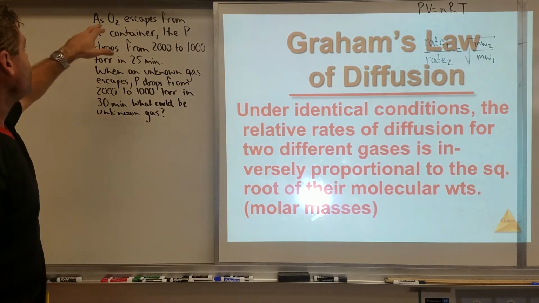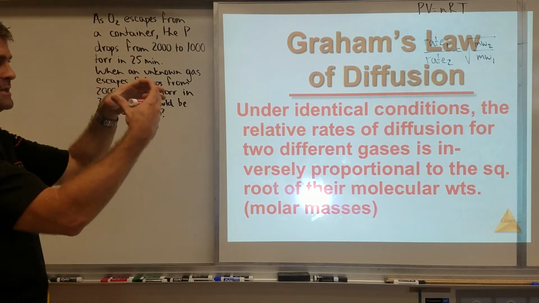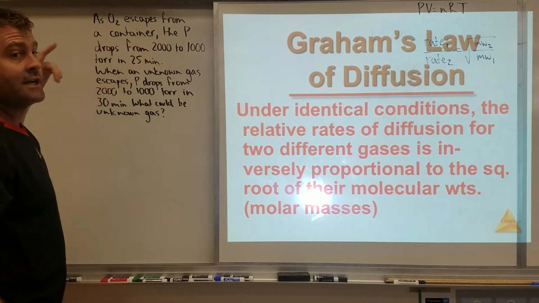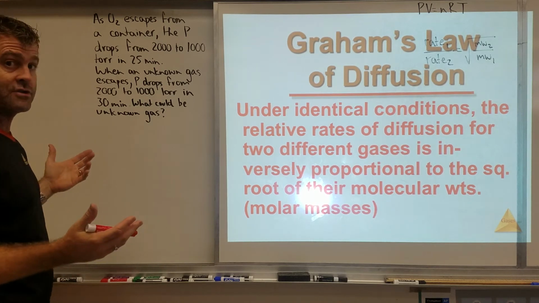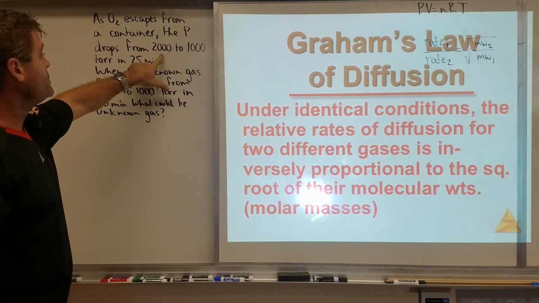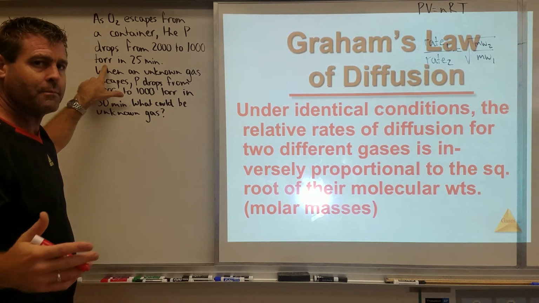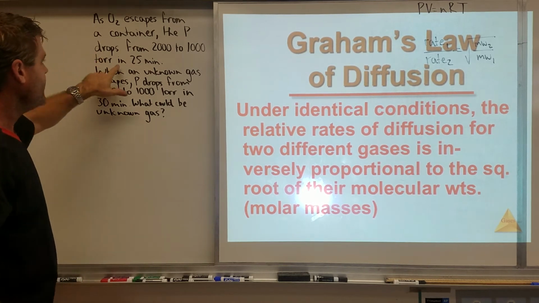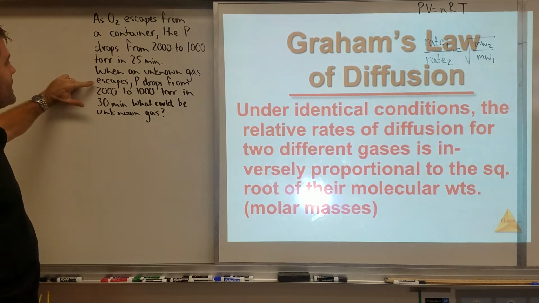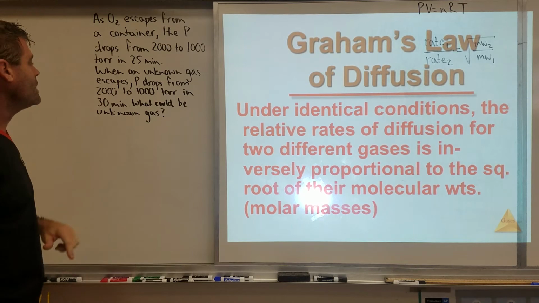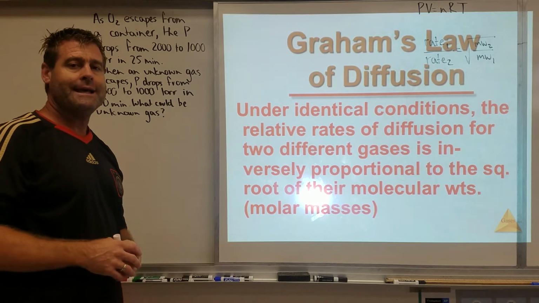It says, as oxygen escapes from a container, so just imagine a container with a small hole, oxygen's escaping. You can imagine, as you have less oxygen, the pressure is going to drop, right? The pressure drops from 2,000 to 1,000 torr. Remember, torr is another word for millimeters of mercury. These are just different units we could use. It takes 25 minutes. When an unknown gas escapes, the pressure drops from 2,000 to 1,000 torr in 30 minutes. What could be the unknown gas?